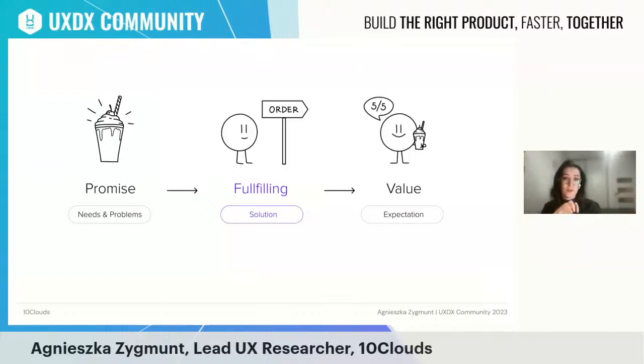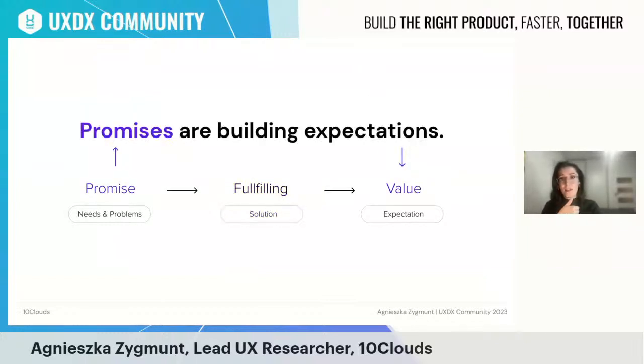And also, if we are only focusing on the solution, we are forgetting about a really important connection here, that the solution is not building the value. The promise is building the value. The promise is building the expectation. What we have at the beginning, mainly in the communication, is building what somebody is expecting at the end. Of course, the solution is delivering the value, because if we don't have the solution, we are not able to fulfill the promise and deliver the value. But to build the expectation for the value, we need to have this promise at the beginning.